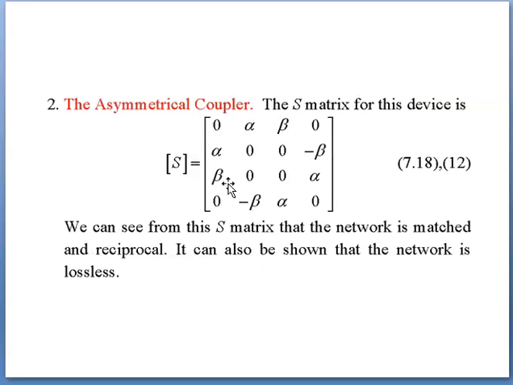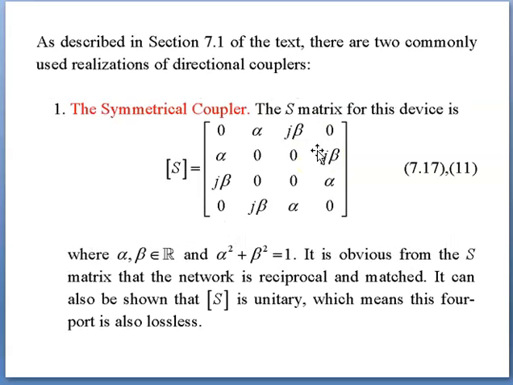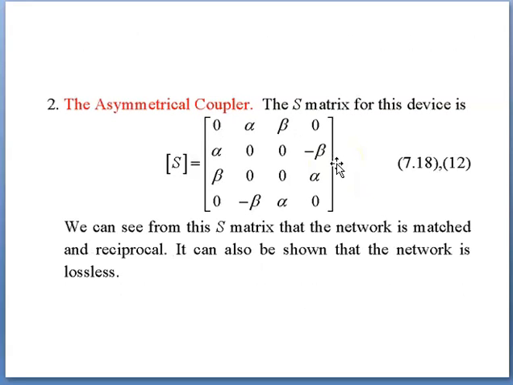Next one, the asymmetrical coupler. The S matrix for this device is shown in equation 7.18. So you can see here that it is not symmetrical. Why? Because if you slash over here, you have beta here, but minus beta here. In the previous one, when you had jβ over here, you had jβ here as well. So we can see from this S matrix that the network is matched and reciprocal. It can also be shown that the network is lossless.